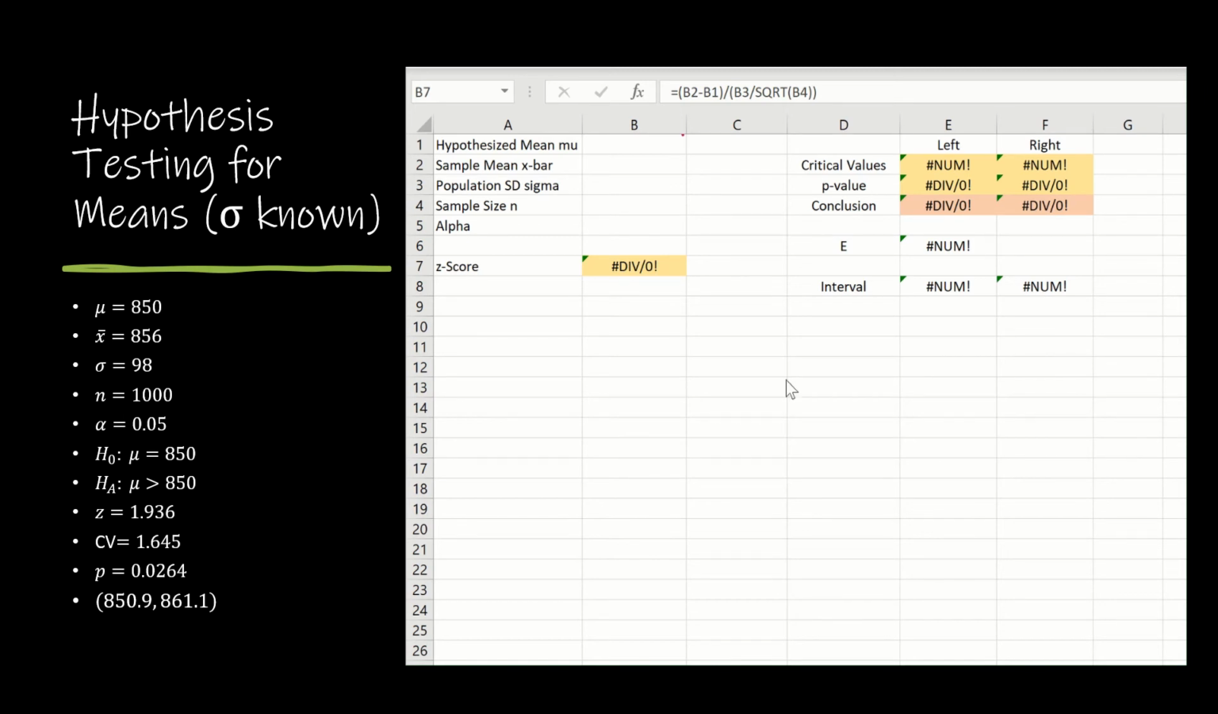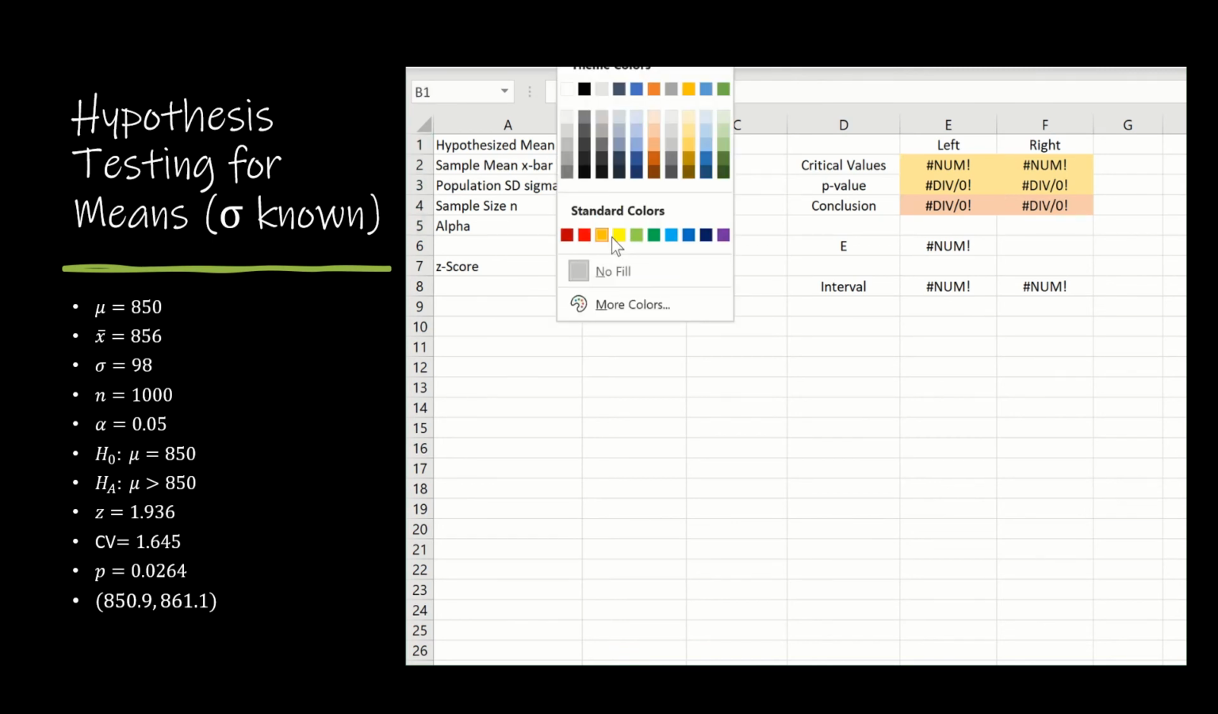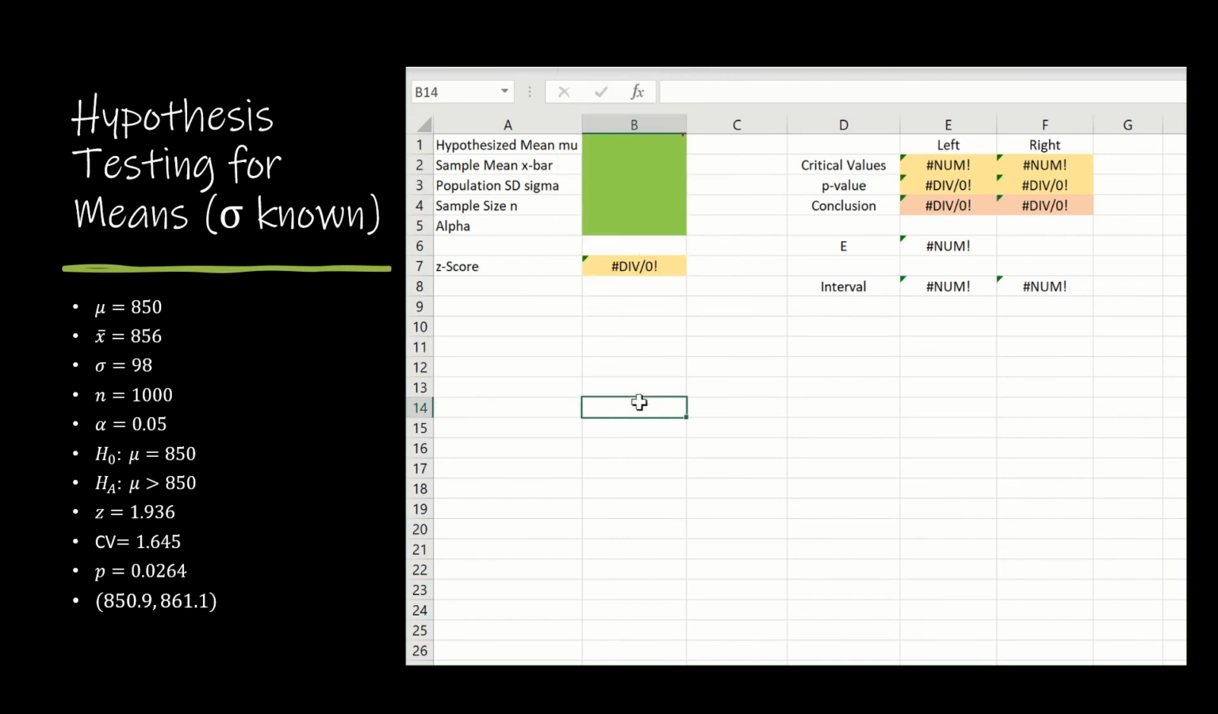Let's talk about how to set up Excel, and this is for either one-tailed test. So this is going to cover right-tailed test, which is what we're doing now, and also a left-tailed test. So again, what I'm going to do is in Excel, I'm going to have some input boxes, and these are things that I'm going to enter myself. So let's just make them green for fun. These are the values that I'm going to enter.